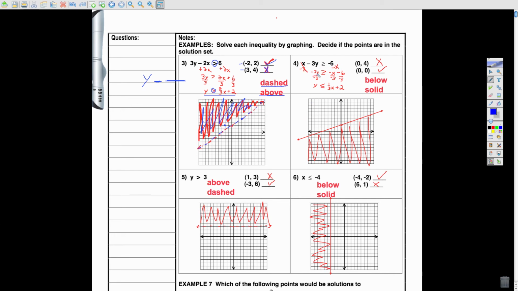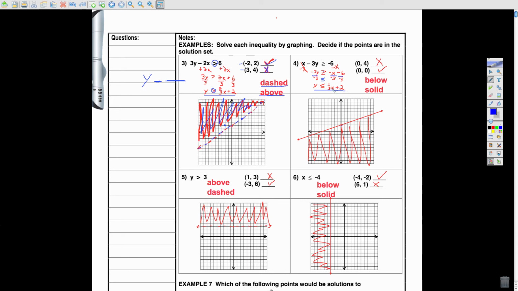All right, number 4, same thing. We've got to solve for y. So I move it around. I get x on this side, so I've got -3y is greater than or equal to -x minus 6. Divide everything by -3. When we're dealing with inequalities and you divide by a negative number or multiply by a negative number, you've got to flip that sign. That's why I flipped the sign, from this sign to this sign. Now I've got the equation y is less than or equal to 1/3 x plus 2.